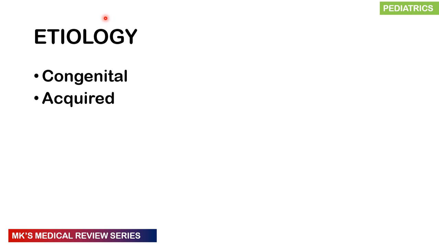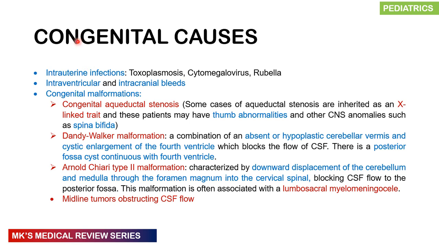Causes can be divided as congenital versus acquired. So the congenital causes can be classified as intrauterine infections, toxoplasmosis, cytomegalovirus, as well as rubella. You can have intraventricular as well as intracranial bleeding. This is even much more common with preterm infants. You may have congenital malformations. I want you to know of these three malformations, predominantly congenital aqueduct stenosis. Remember that this is stenosis of the aqueduct, and it's going to be an inherited disorder.